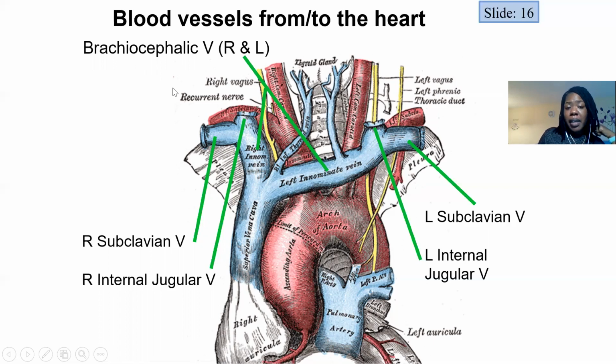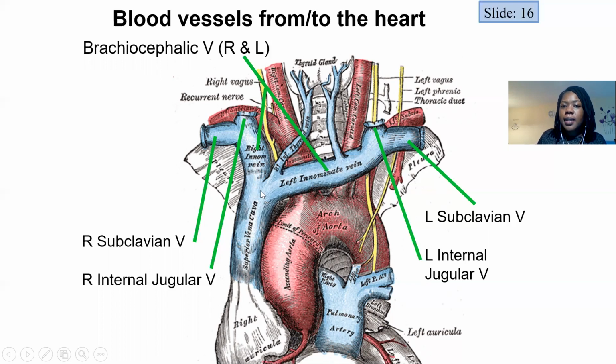So we talked about the brachiocephalics a bit earlier in this presentation, and we said that they're draining the head, coming from the internal jugular, and the upper extremity coming from the subclavian, and both of those veins drain into the brachiocephalic on either side. And then we also said that the brachiocephalics communicate together to form the superior vena cava, which empties into the right side of the heart.